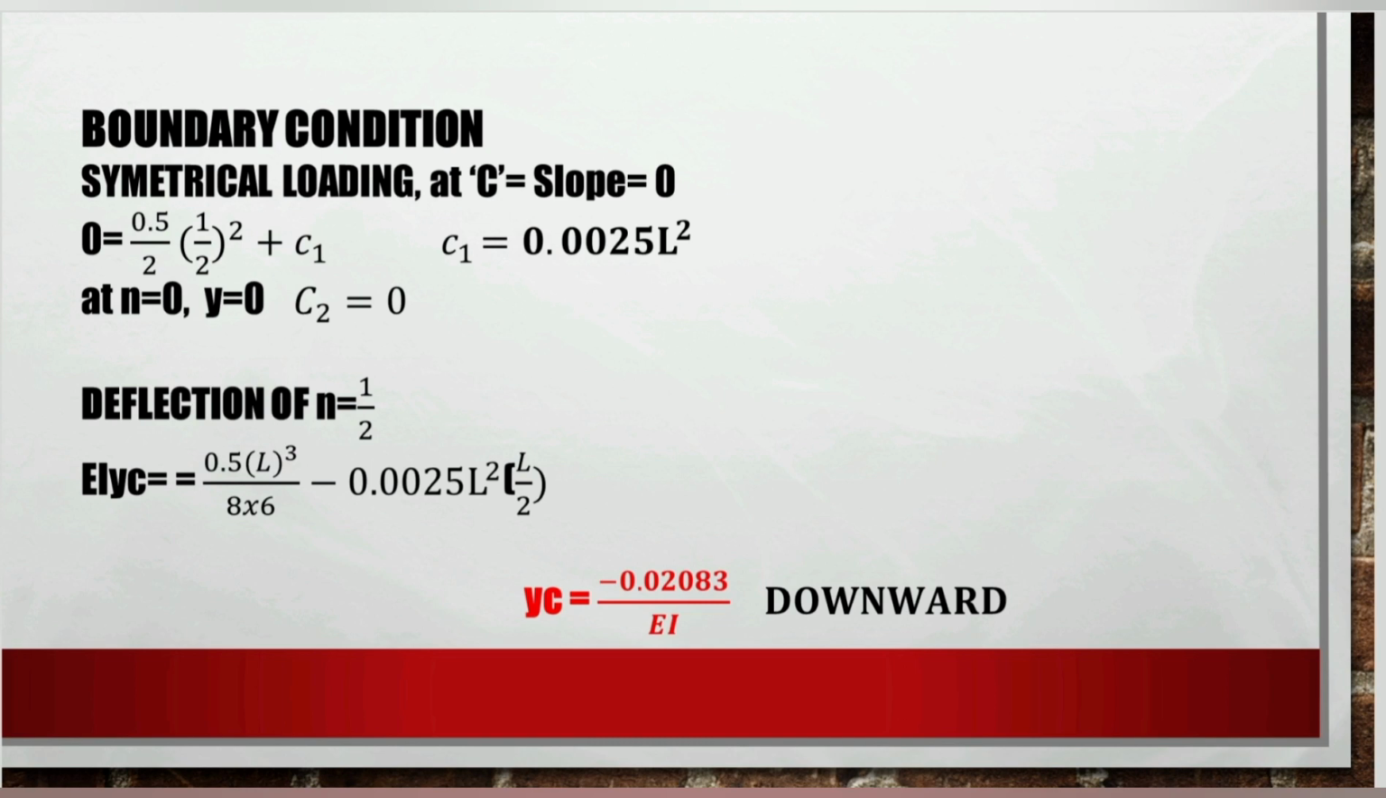Deflection at x equal L over 2 equal 0.5 L cubed over 8.6 minus 0.0025 L squared times L over 2. Our answer is yC equals negative 0.02083 over EI, downward.